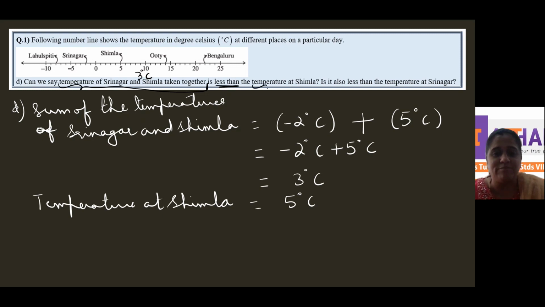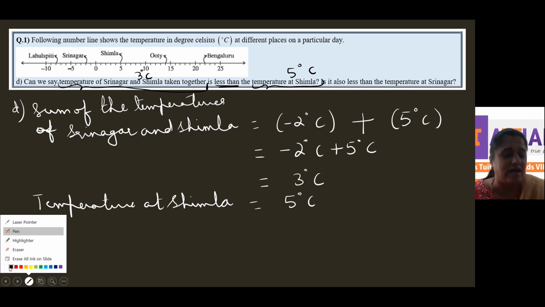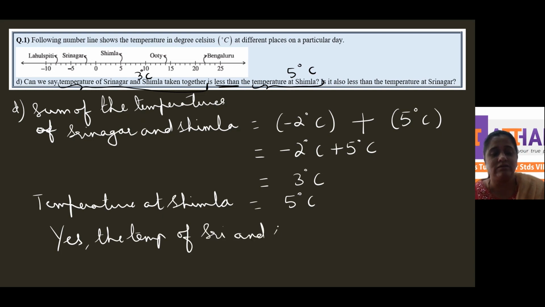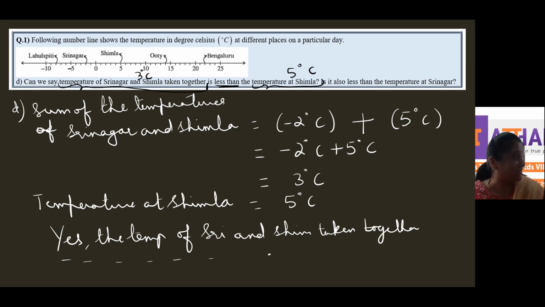Is it less than the temperature at Shimla, that is 5 degrees Celsius? So the question is, is 3 degrees Celsius less than 5 degrees Celsius? Yes. So the answer is yes. I'll explain again. You should write yes. The temperature of Srinagar and Shimla taken together is less than, you should complete it.